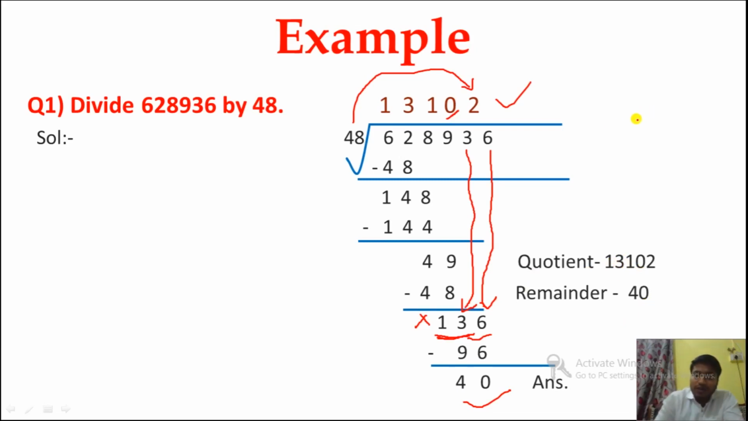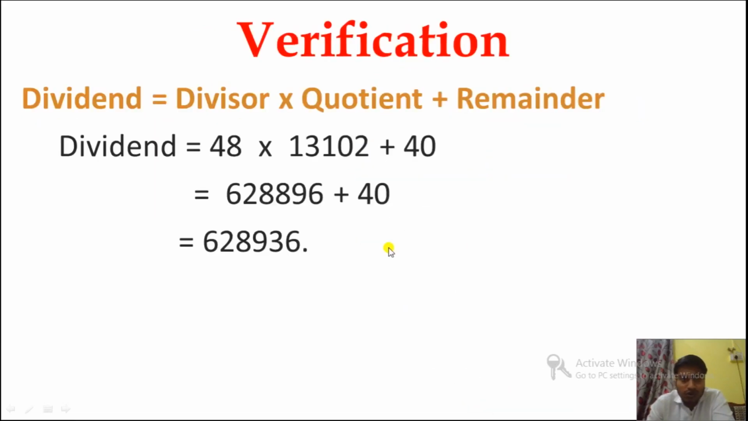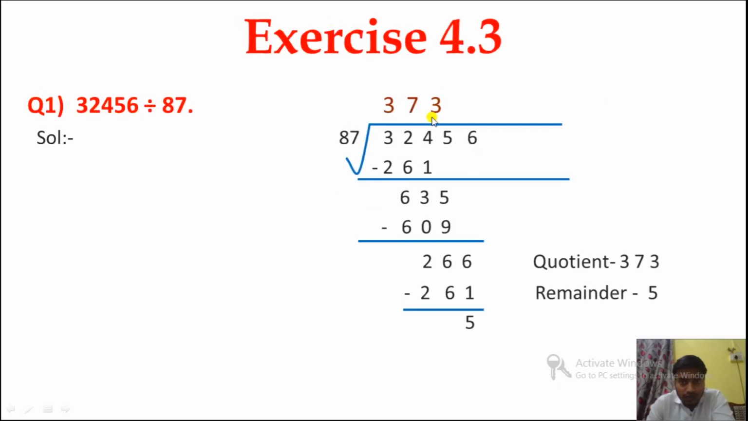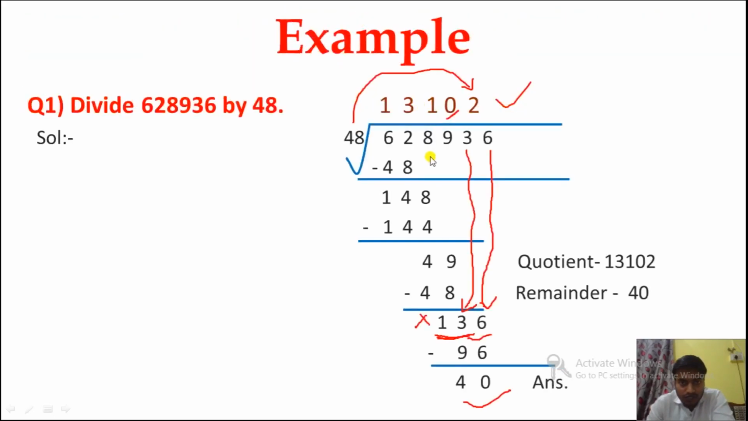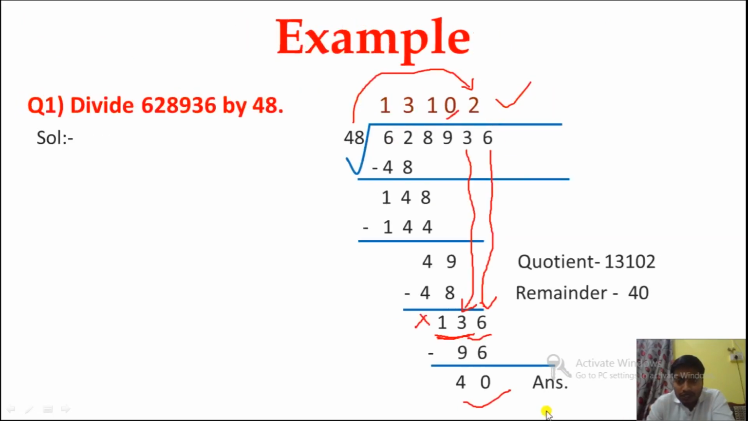Now how to verify whether our answer is correct or not? So just now we have studied the formula here, dividend equal to divisor into quotient plus remainder. So this formula only we have to use. Here you can see dividend equal to divisor into quotient plus remainder for verification whether our answer is correct or not. So dividend equal to divisor, which is here 48, into quotient, and quotient we got here 13,102.